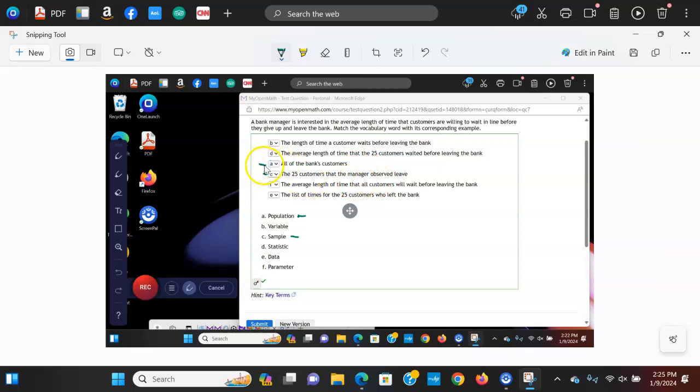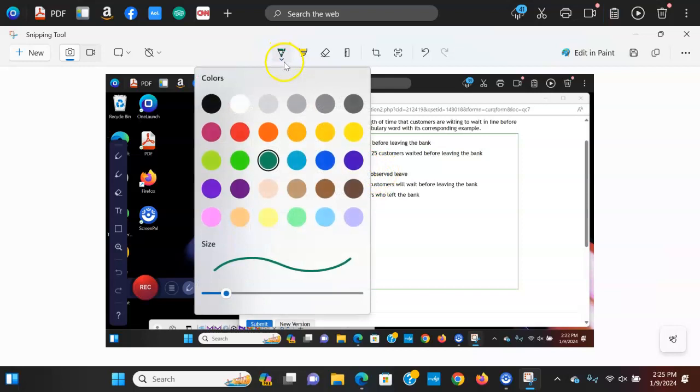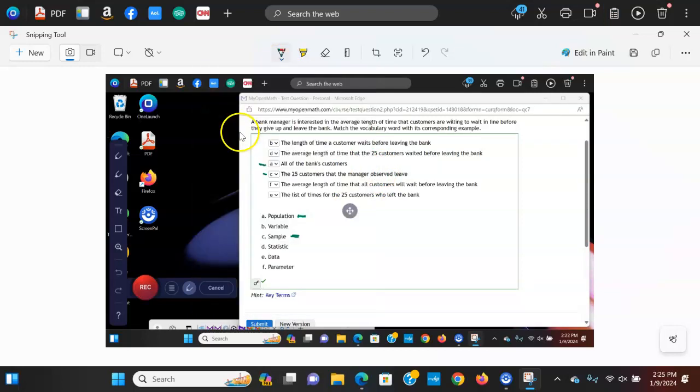That's what they're interested in. But really, we're interested in the population, even though we can't get that. We're interested in all the bank's customers, but we're going to try to figure it out by getting a sample of 25 customers that the manager observed. All right, let's switch colors, so we can keep this organized.